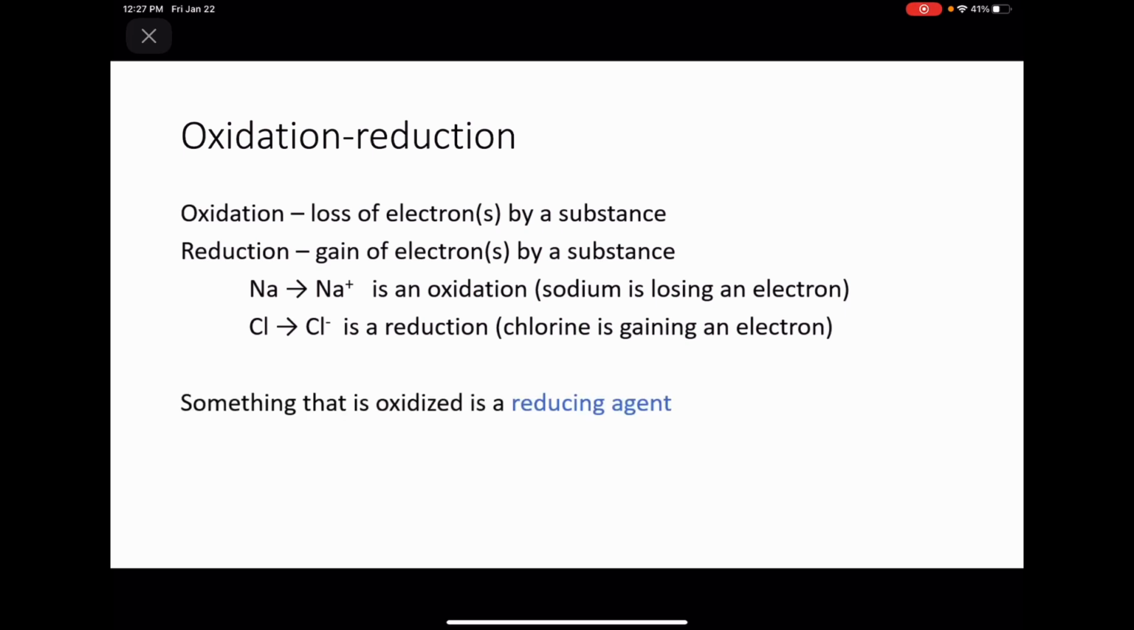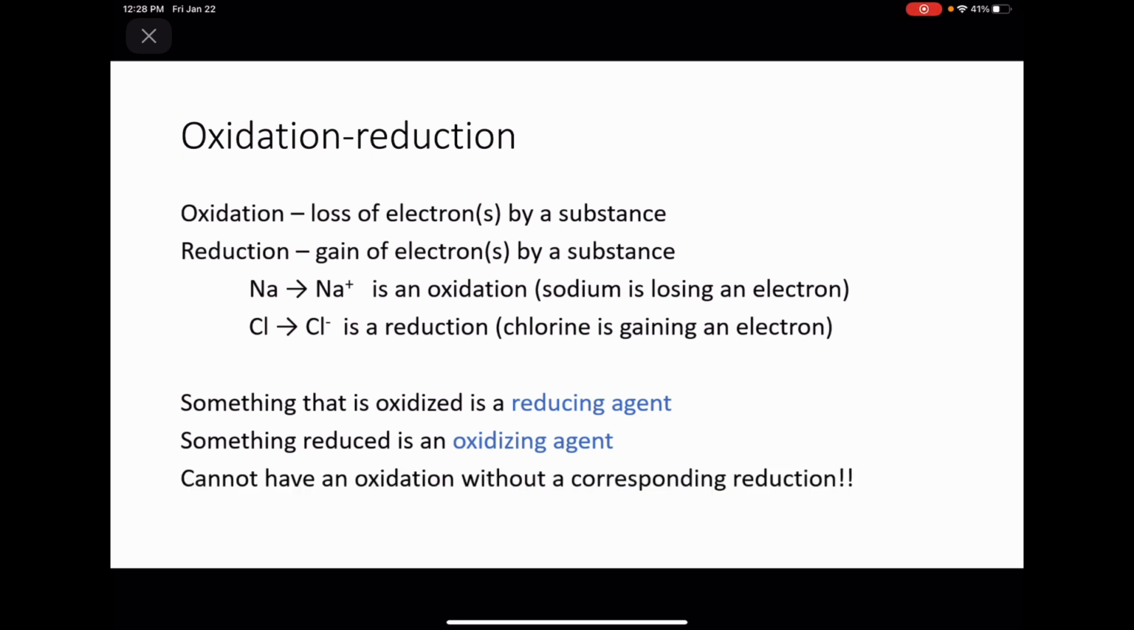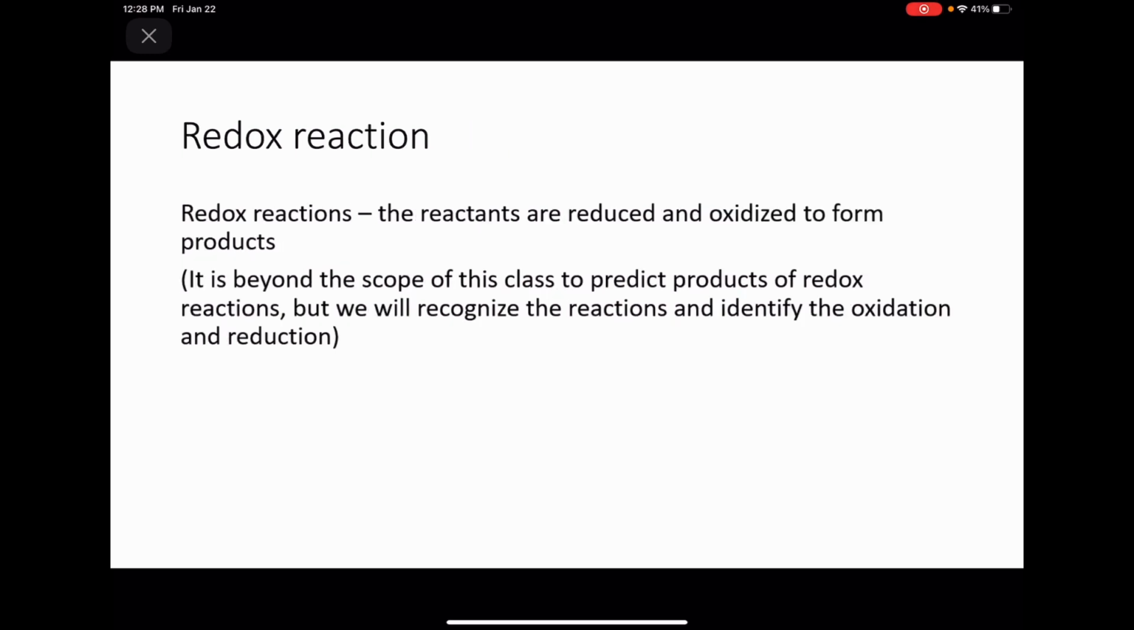So in order to be completely confusing, something that gets oxidized is often called a reducing agent. Something that is reduced is called an oxidizing agent. And the reason for that is that you can't have an oxidation without a corresponding reduction. Okay, so it's kind of like acids and bases. An acid without a base, you can't have an oxidation without a reduction. So you have to have an oxidizing agent and a reducing agent in each case.